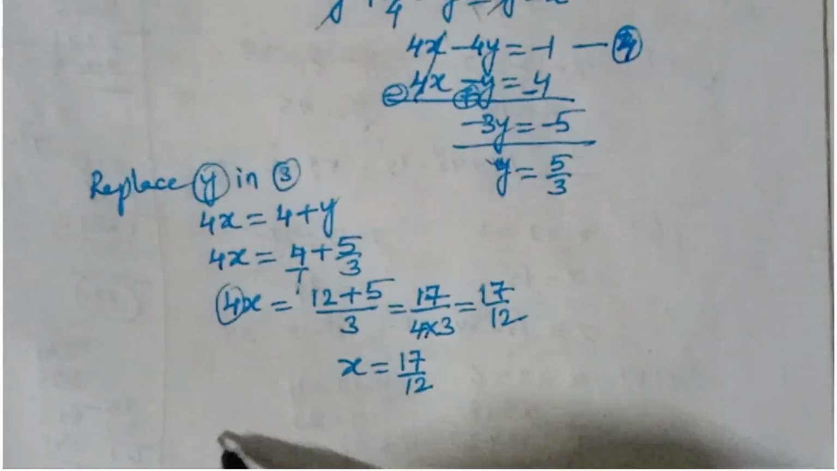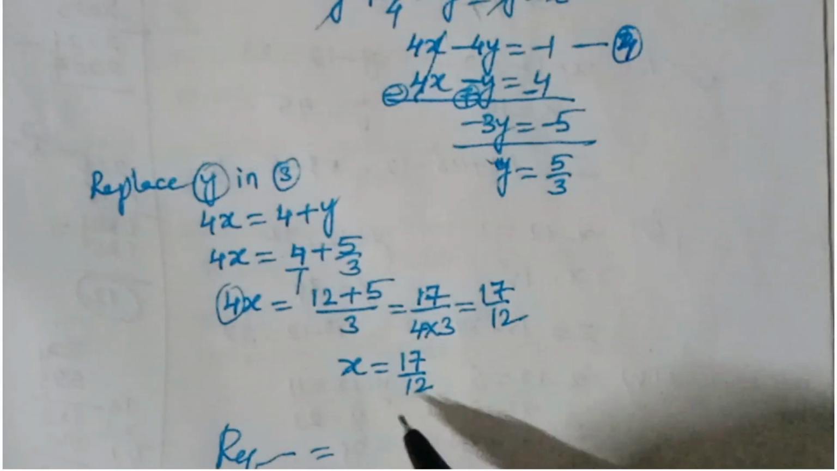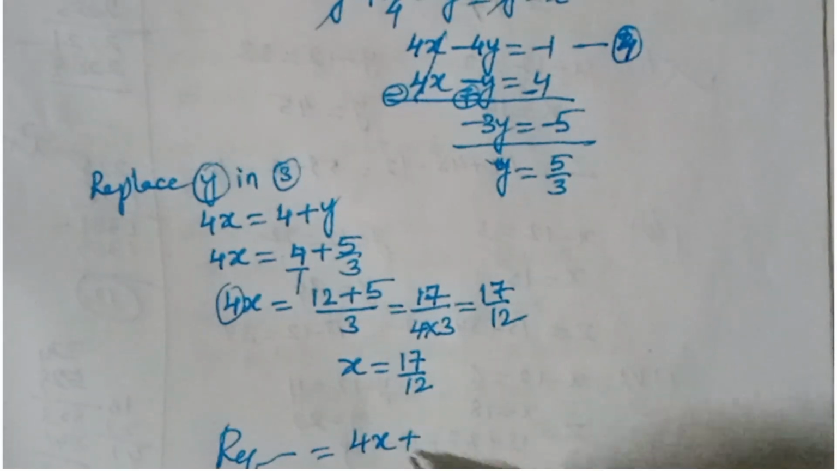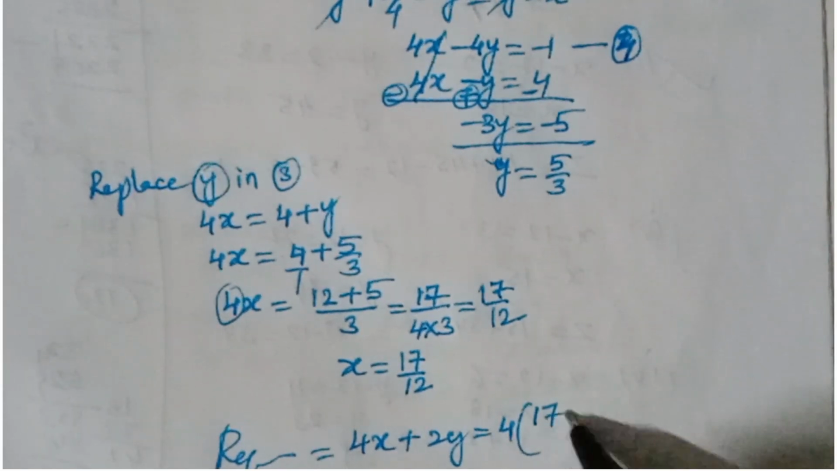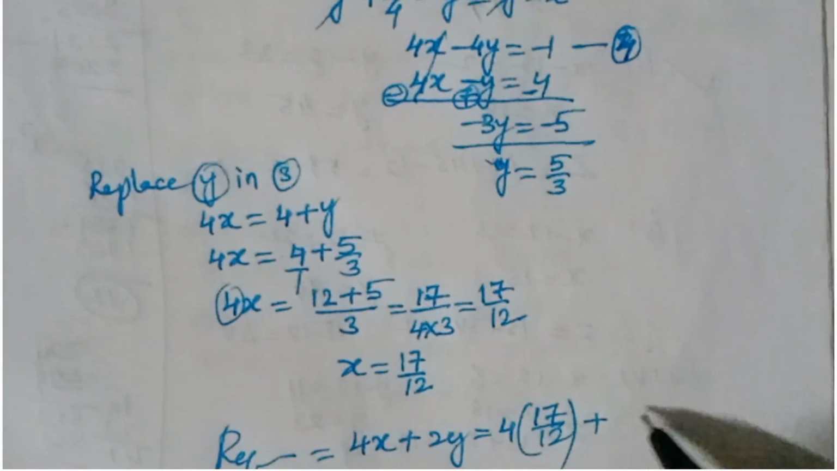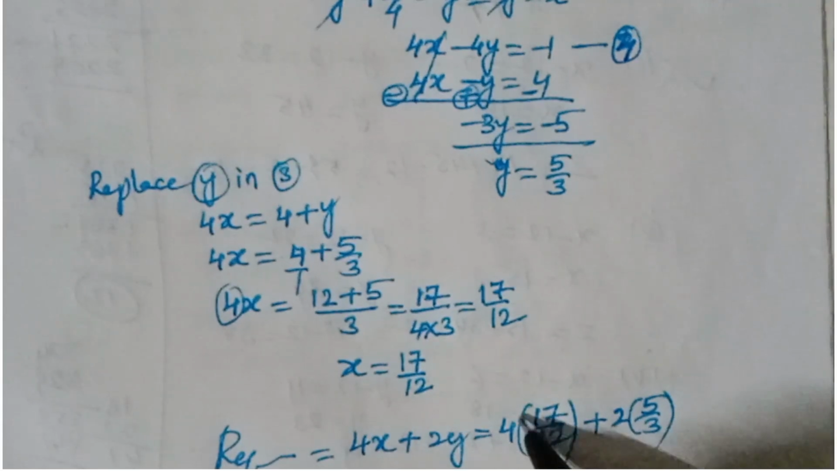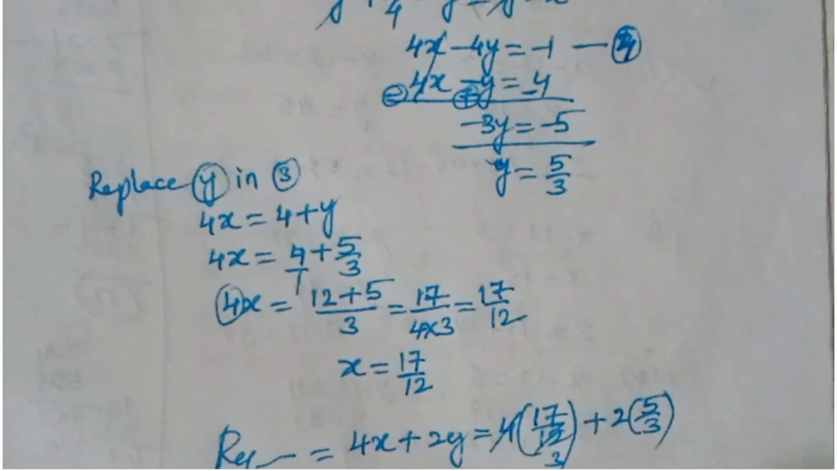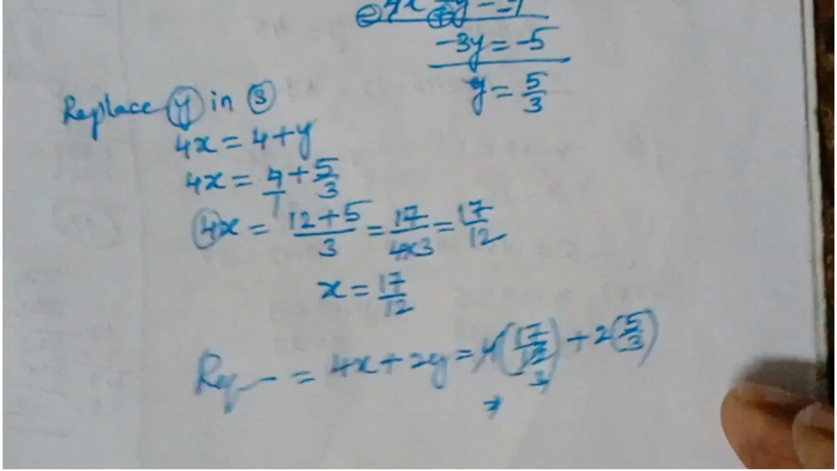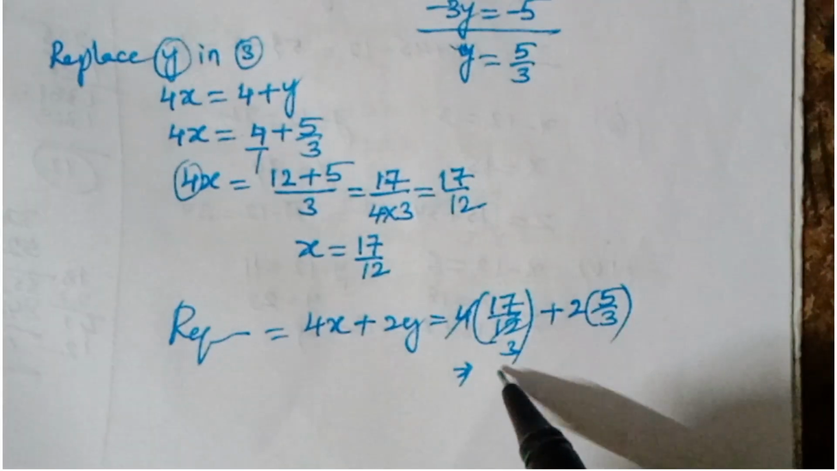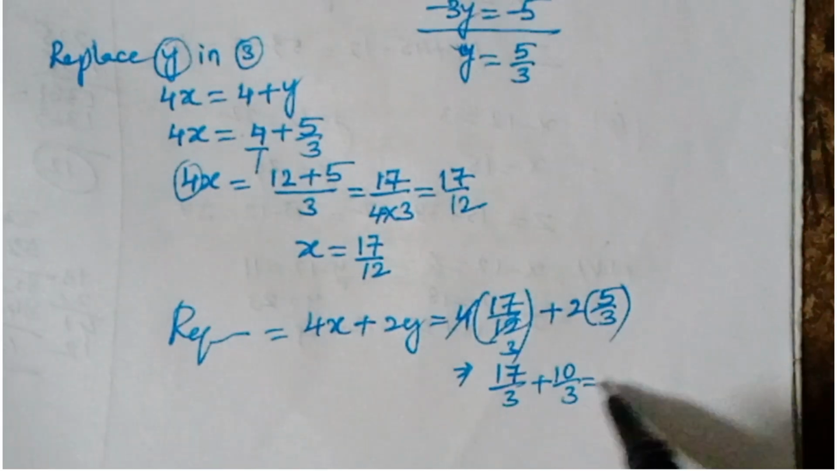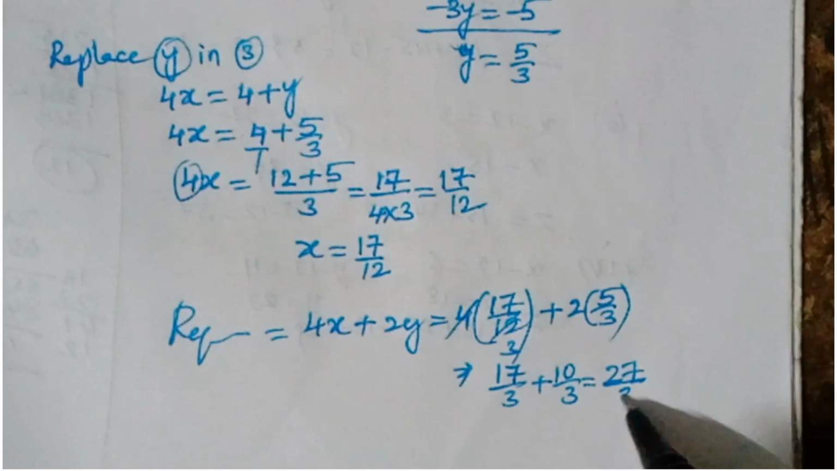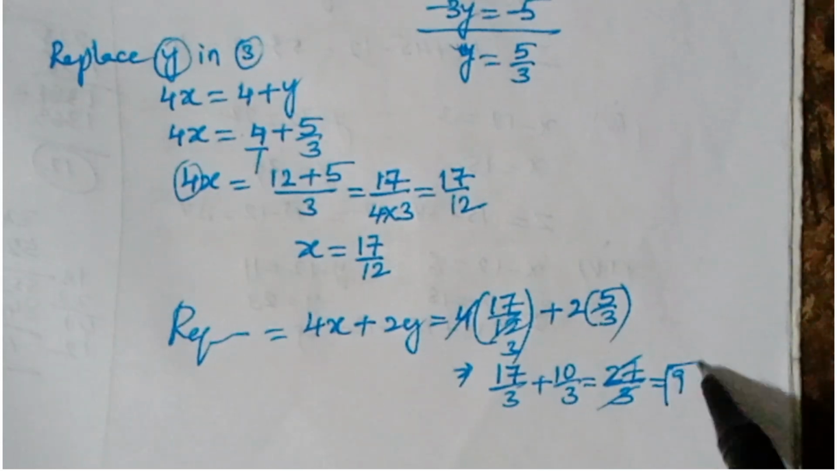Now what is required? Required is 4x plus 2y. So you are substituting 4 into the x value, 17 by 12, plus 2y, that is 2 into 5 by 3. Here the 4 will go 3 times, so you will get 17 by 3 plus 10 by 3, that is 27 by 3. You will get 9.